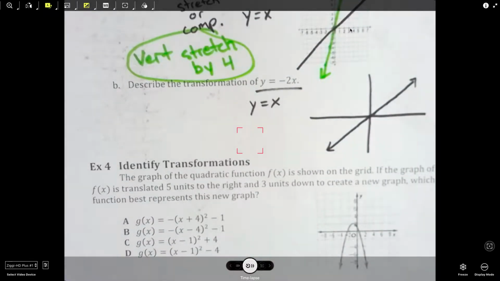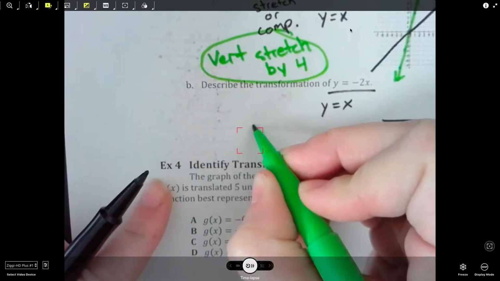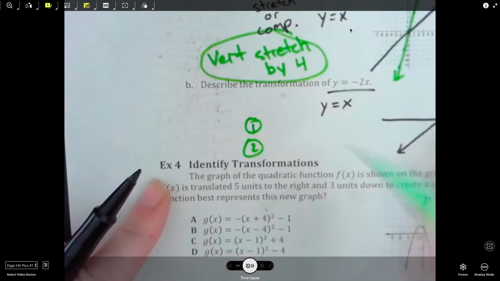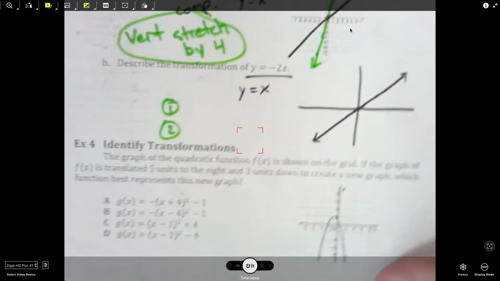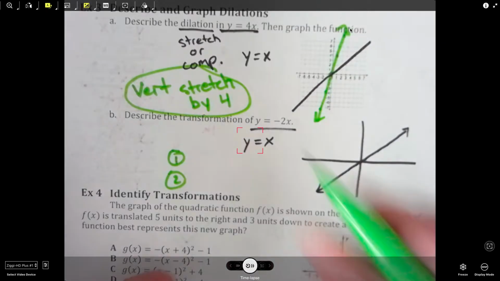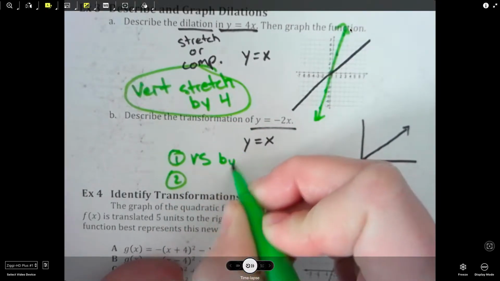Now, there are actually 2 things happening here. What are the 2 things? The compression. Negative. Yes. First and foremost, and second and after that. What does the 2 do to my function? It's a vertical stretch again by 2. It's the same thing as what the 4 was. So this one is a vertical stretch by 2, but then what does the negative do?